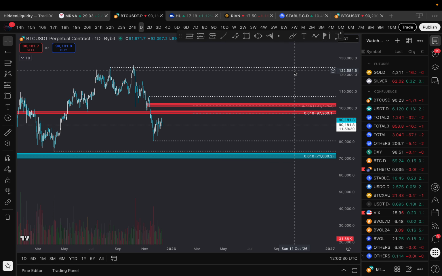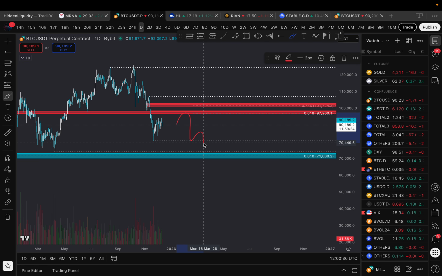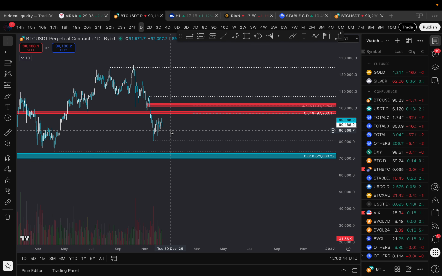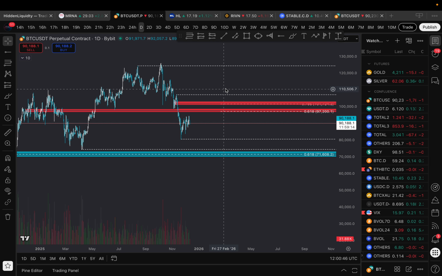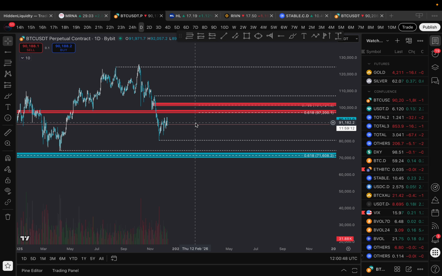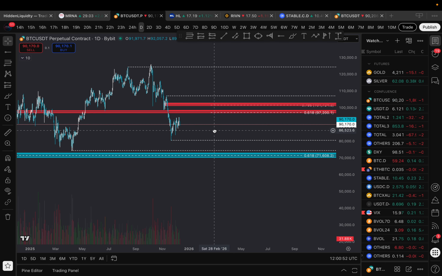So what could happen? We could maybe push into one of those zones, accumulate a little bit, then take this zone as a sweep, and we see a move back into the range, right? So that's basically the first trade plan. But that's just BTC, right? I want to look for confluences.